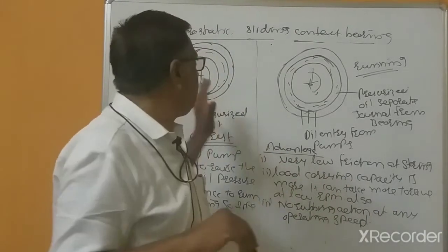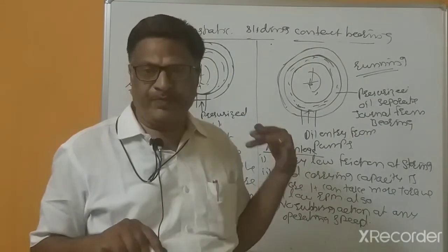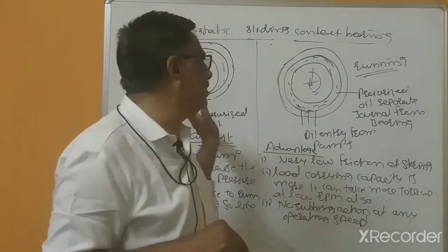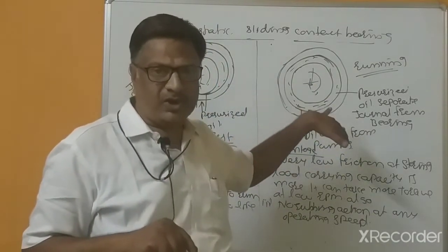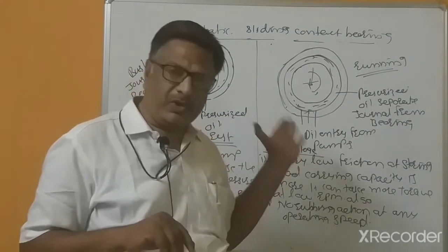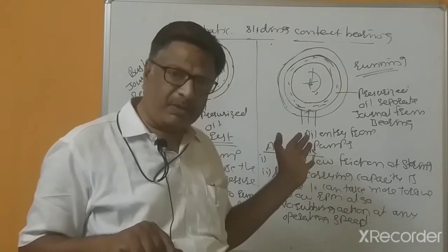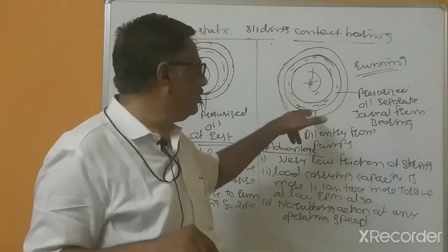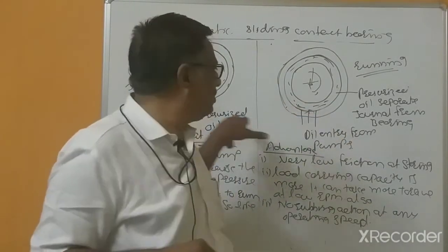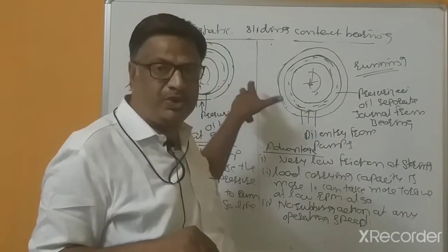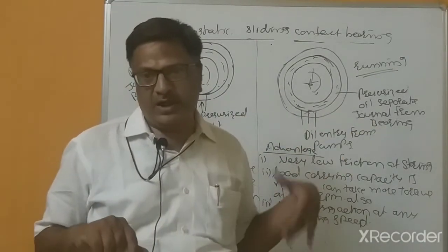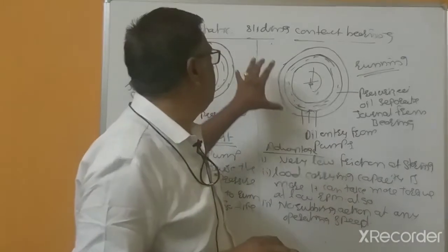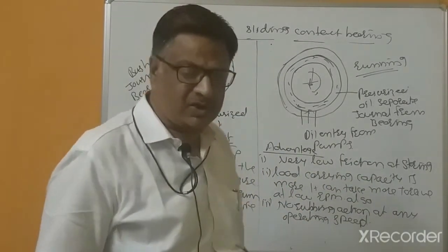But in hydrodynamic bearings, because friction at starting is more, the life may be less as compared to hydrostatic bearings. In hydrostatic bearings, before the start, the journal is separated from the bush bearing, and after that it can run. So there is no metal to metal contact in hydrostatic sliding contact bearings.